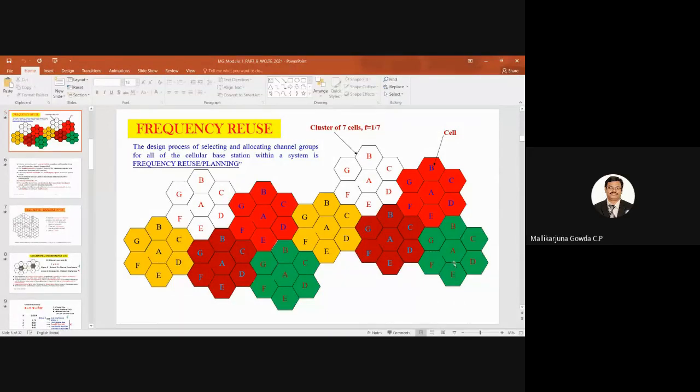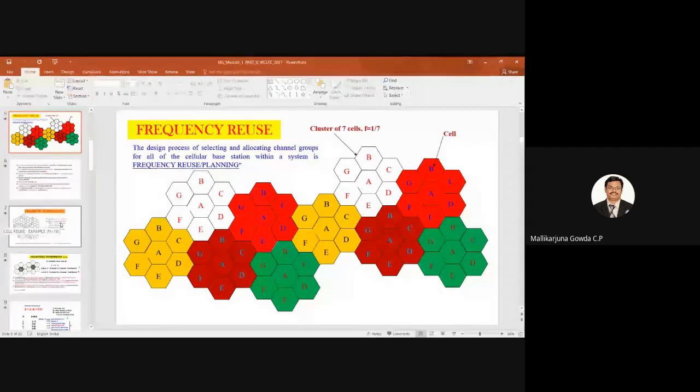So how many A's are surrounding this central cell A? 1, 2, 3, 4, and here 2 more I need to keep, so it will be 6. That we call the first tier. All those 6 cells named A will be using the same set of frequencies as the center cell named A, so there will be interference from those cells to the center cell. That is what we say is the first tier. Maybe in the second tier, it keeps increasing.